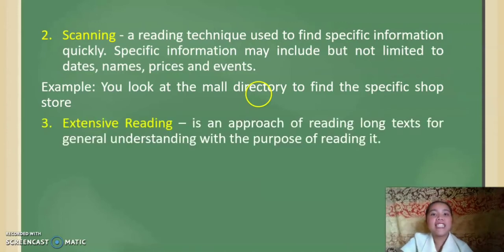Now, let's have the third kind of reading strategy, extensive reading. Extensive reading is an approach of reading long text for general understanding with the purpose of reading it. So in extensive reading, as you can see here, you're reading long text, but at the same time you're getting the general meaning, but with a purpose. Okay, you enjoy reading it.